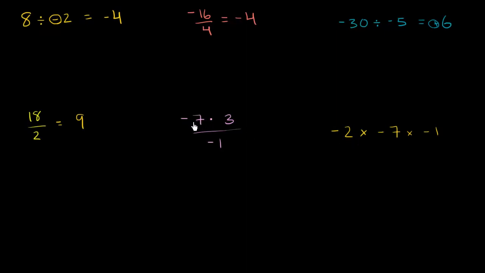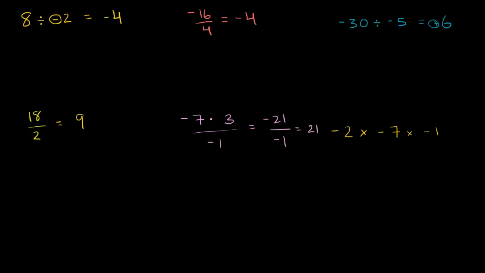So this just says negative 7 times 3 in the numerator, and then we're going to take that product and divide it by negative 1. So in the numerator, negative 7 times 3, positive 7 times 3 would be 21. But since exactly one of these two is negative, this is going to be negative 21, and it's going to be negative 21 over negative 1. And so negative 21 divided by negative 1, a negative divided by a negative is going to be a positive. So this is just going to be positive 21.